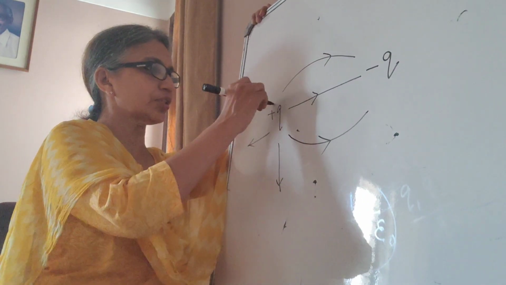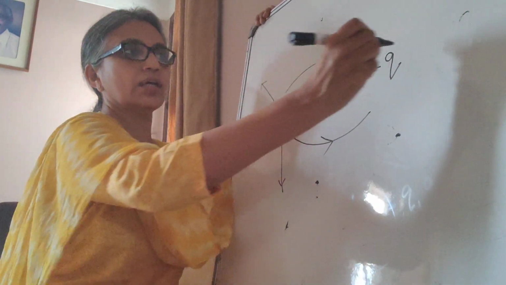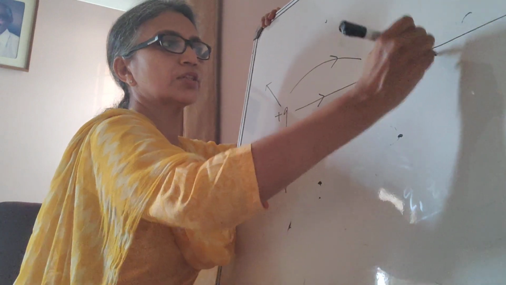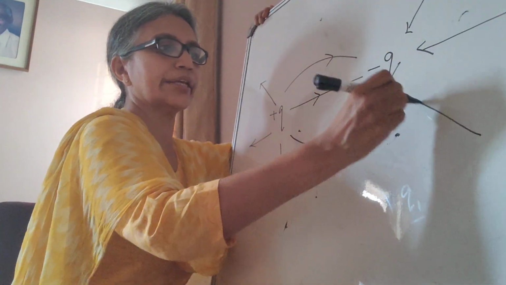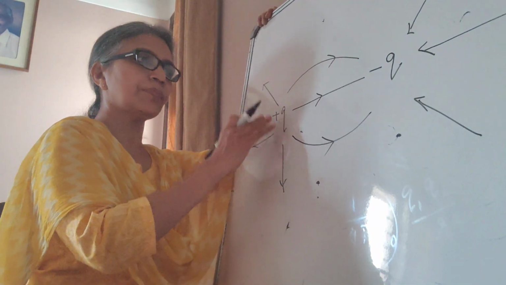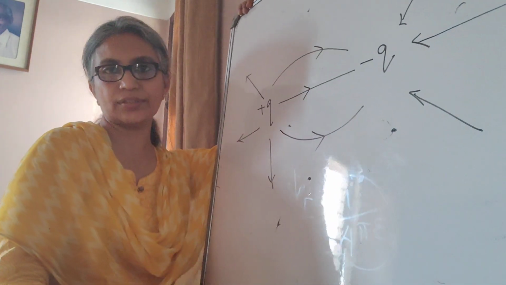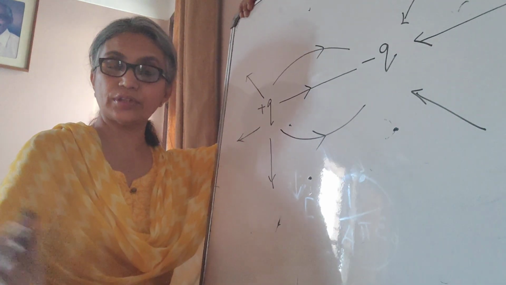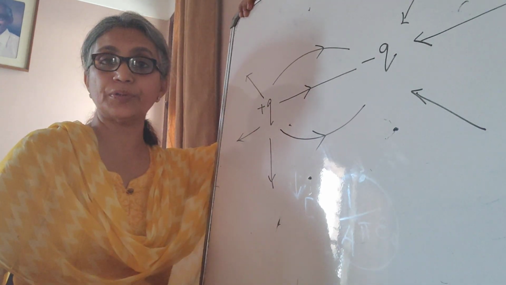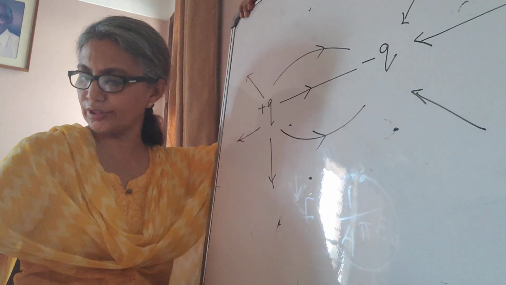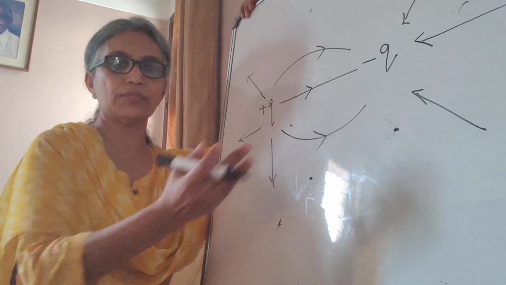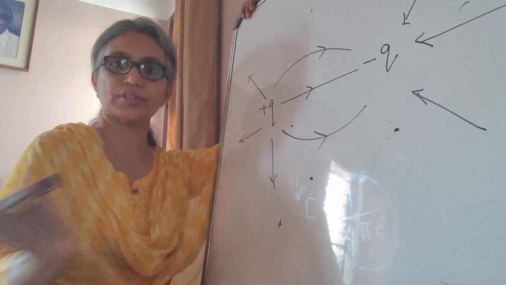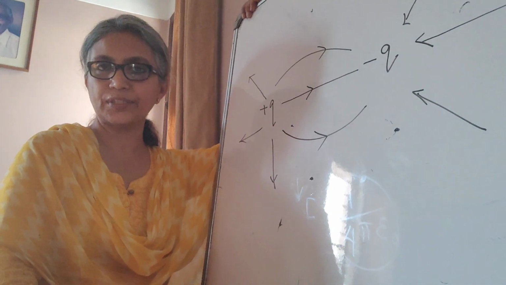For source charges which are plus Q, it is radially away. For source charges that are minus Q, it will be radially towards the negative charge. And from positive to negative always, electric field lines. Properties of electric field lines, I've already jotted down for you in your printed notes. I think you need to just go through it. Whatever we have done here, the explanations are there in your printed notes. So please go through that.